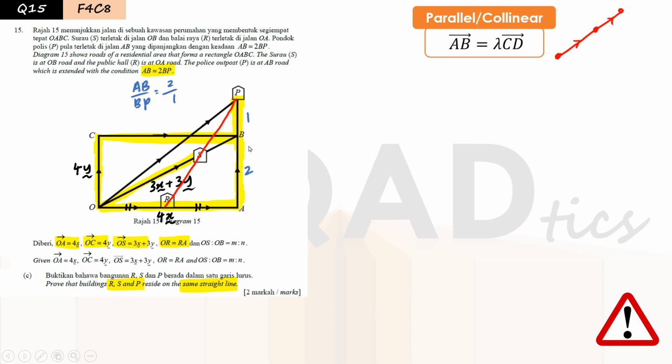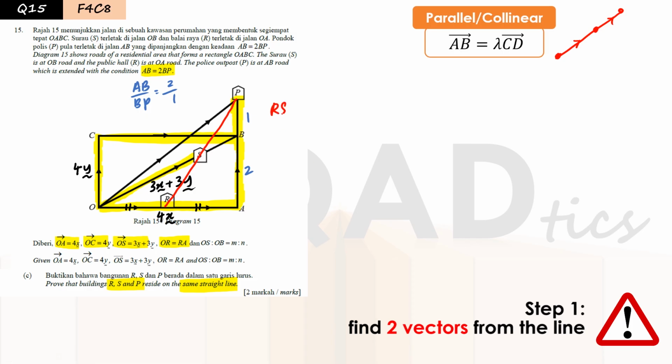Okay, so we need to find any 2 vectors which involve the points R, S, and P. So if you go back to part A, we already have one, RS. It's in part A1, and we have found that this vector is x plus 3y. Okay, so we need to find another one. Since we don't have the vector for SP, let's not use another vector with the point S.